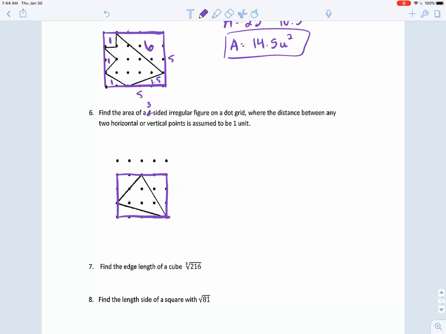Okay, so my square 1, 2, 3 or my rectangle 4 by 1, 2, 3. It's a 4 by 3. So the area I know is going to be 12 minus the unshaded parts, or the outside of the figure.